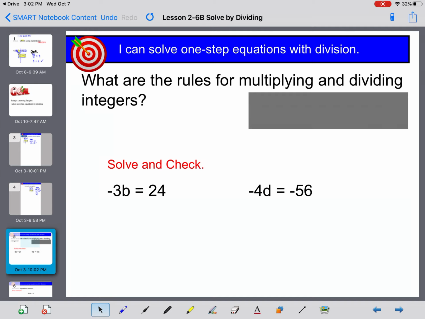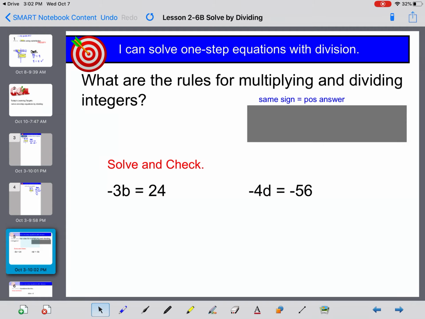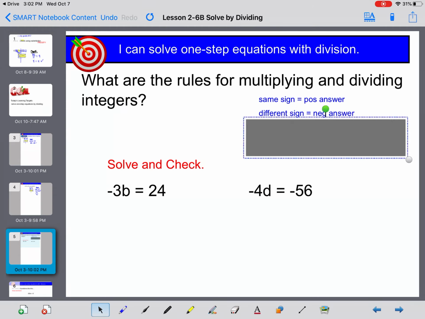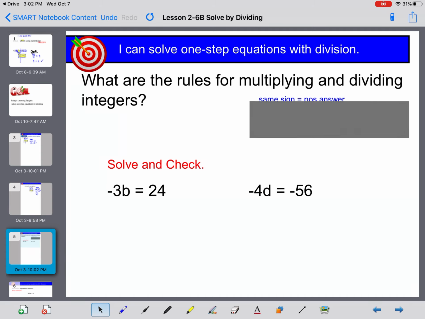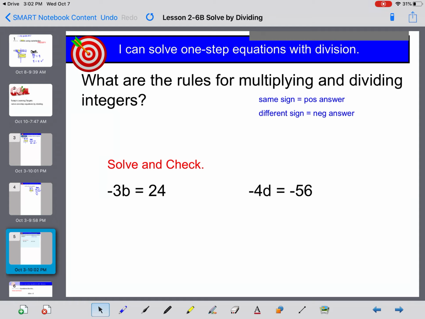So let's quickly review. What are our rules for multiplying and dividing integers? This becomes really important because kids get a little messed up. If the two numbers have the same sign, you get a positive answer. So positive times positive is positive, negative times negative is positive. If the two numbers have different signs, so if you multiply a negative and a positive together, you get a negative answer. If you forget those, maybe you should take a minute to write those down in your notes so that you can commit it to memory.